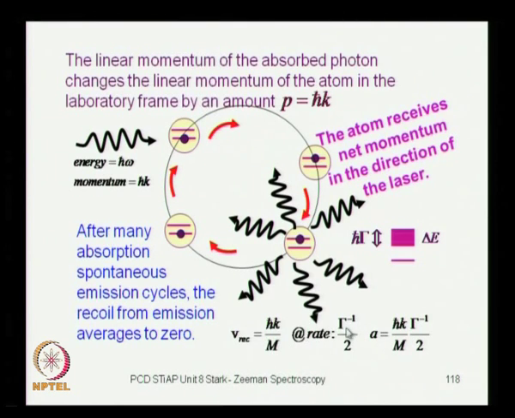And that is what results in the recoil, which is the momentum divided by the mass of the atom, and this will happen at the half life of the excited state. So, if gamma, h cross gamma, is the energy width, then this will happen at a rate which is gamma inverse by 2. This results in an acceleration, which is the velocity multiplied by this rate, because acceleration is just the rate of change of velocity. So, this is the rate at which the atom will be accelerated, and it will be losing its kinetic energy, losing its velocity in the direction in which it is approaching the laser, and that is what results in cooling. So, this is how cooling results.